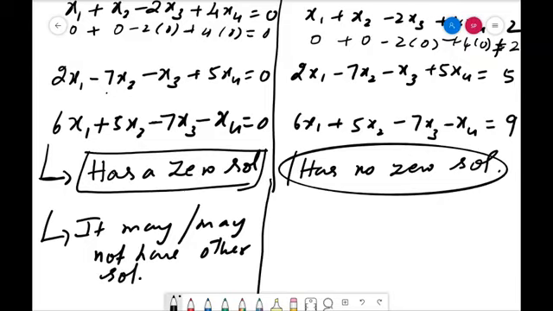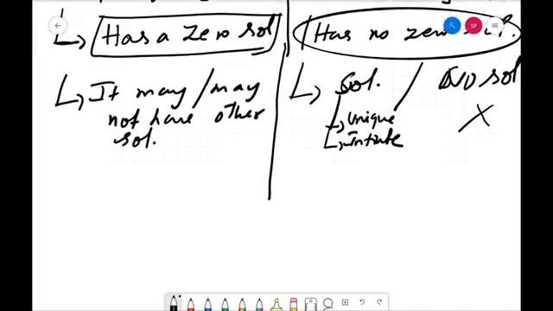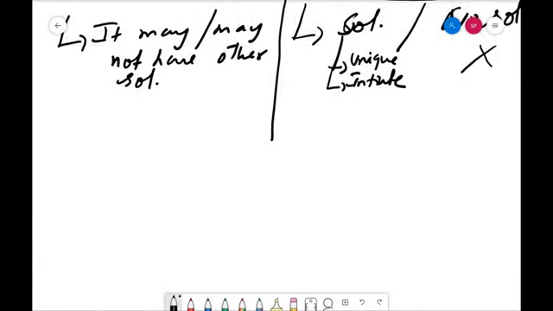Now let us come to this. Yes, it has no 0 solution. Then what about the solution of that? Then this may have a solution or it may have no solution. If it has a solution, then it will have either a unique solution or infinite solutions. If it has no solution, there is nothing to think about that. Then let us bring the concept of consistent and inconsistent systems. So I'll generalize this like this.